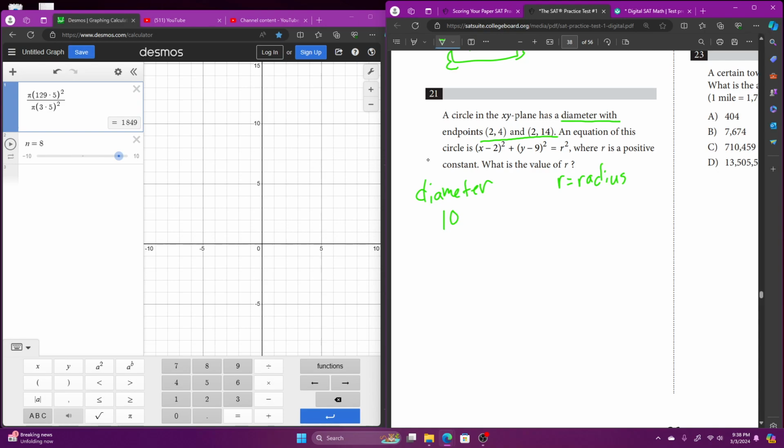And what is the diameter of a circle? The diameter contains the middle, and it goes all the way across. And what is a radius of a circle? A radius contains the middle, and it goes all the way to the end. So if our diameter is 10, our radius, r, has to be 5. And that's it for that question.